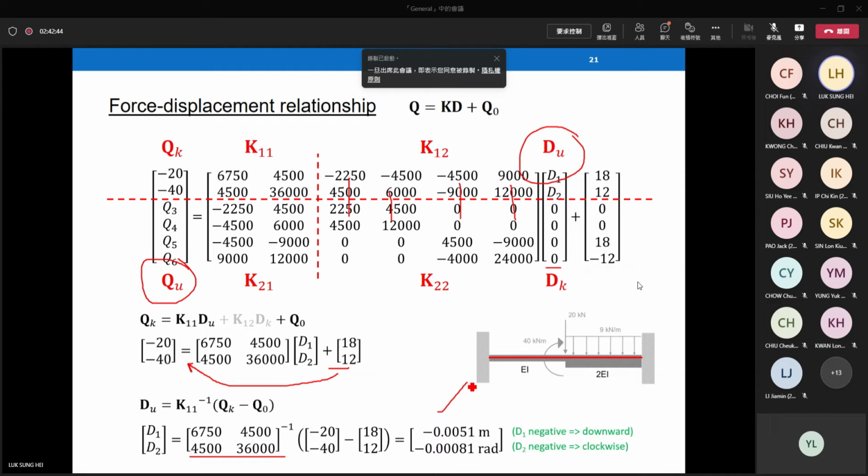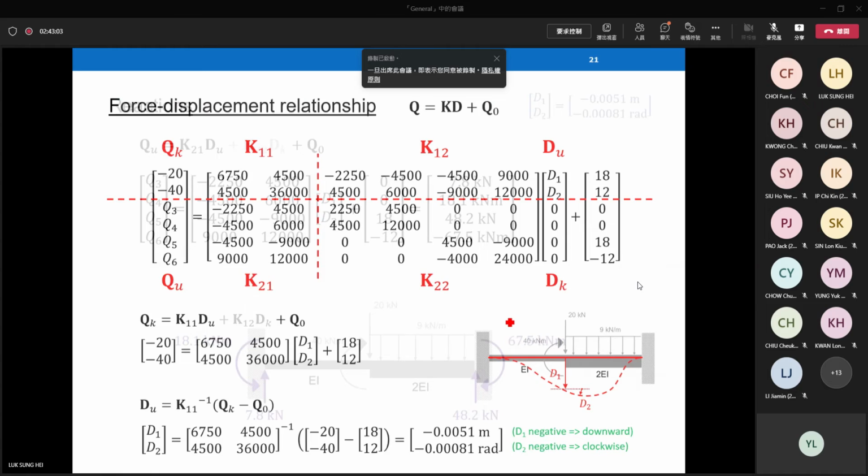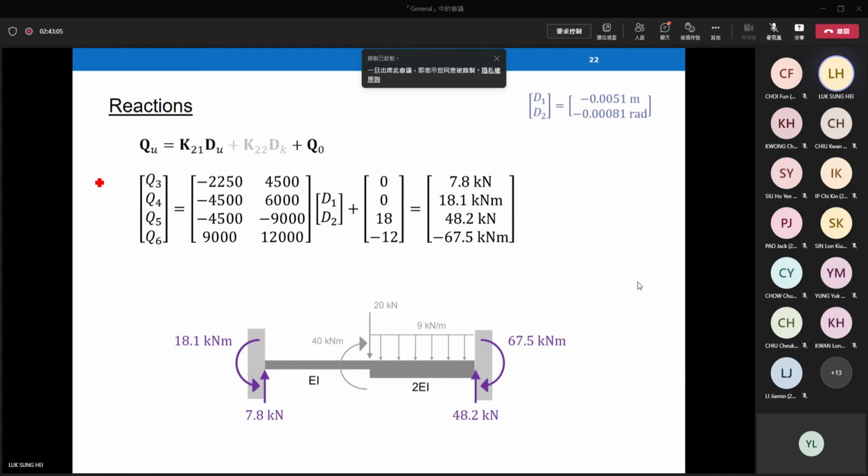Try to practice how to solve this kind of equations, at least using the method that you're familiar with, either solving simultaneous equations or using matrix inverse. After that, you can find out the reactions using the second half, bottom of the matrix equations, find out Q3, Q4, Q5, Q6. Remember that there is fixed and false vector on the right-hand side.